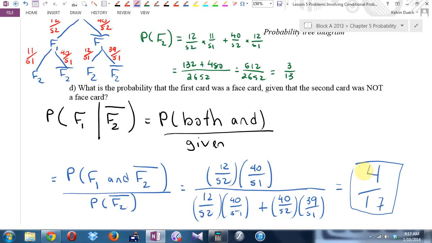So then I went to the tree. Which branch has both of those? Boom, boom. See it? Divided by two branches that end in that. That one or that one. Hey, what does or mean? That's where the plus sign came from. That branch is this one, or that branch is this one. And then carefully, carefully, carefully type it into your calculator.